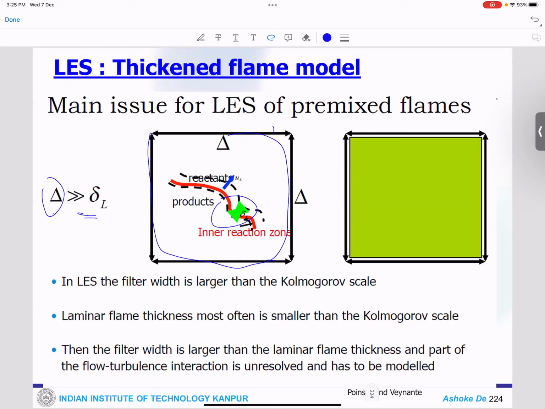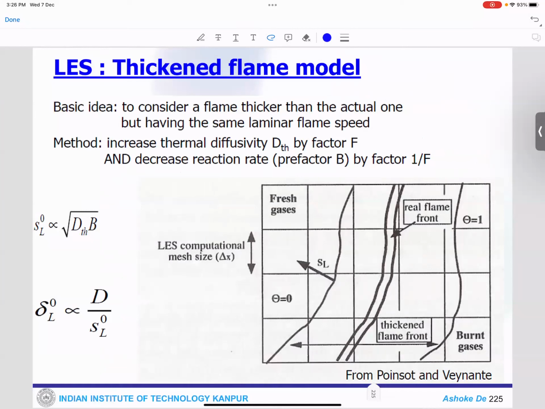So how do you do that? Since the flame front is much thinner than my filter size or the grid size, I won't be able to handle it. There are two important fundamental properties of this premixed flame. One is the burning velocity, which is proportional to the mass diffusion and the source term. Another is the flame thickness. So you say, okay, my flame front I can thicken by an artificial factor in such a way that I would be able to resolve it on my LES filter size.